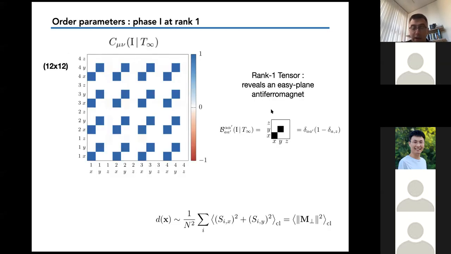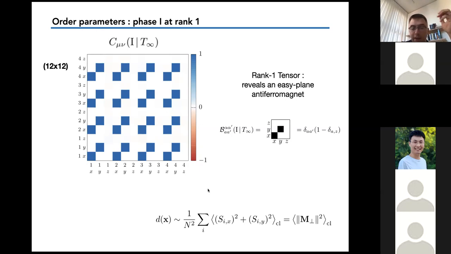Okay, so now let's look at those structure constants. And so for phase one, this is a rank one tensor. We have four spins, three components, four times three is 12. So this matrix C mu nu is a 12 by 12 matrix. So it's the spins on the four lattice sites of the tetrahedron, one, two, three, four. And every time we have x, y, z, x, y, z, x, y, z, x, y, z. And it turns out that the structure of the C mu nu is as follows. Yeah, so there's a lot of zero, which is white, and a lot of one, which is blue, and it's actually repeating. Yeah, so it's the same for all the spins.